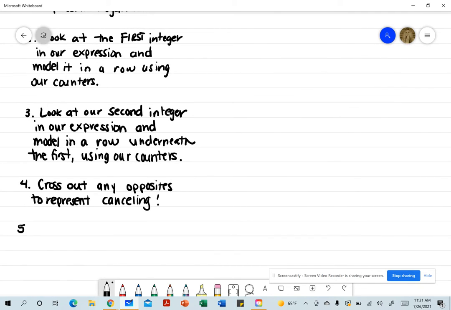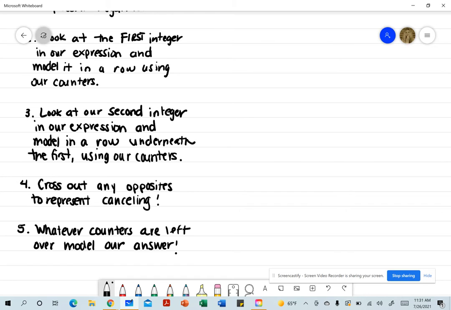After we do that, whatever counters are left over, model our answer.